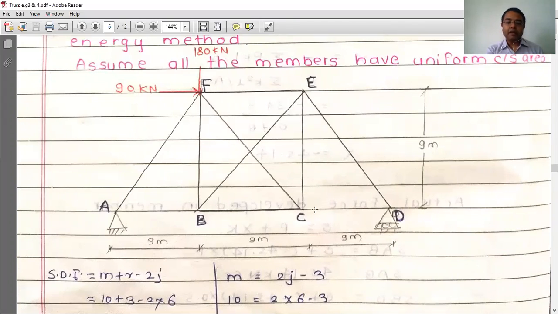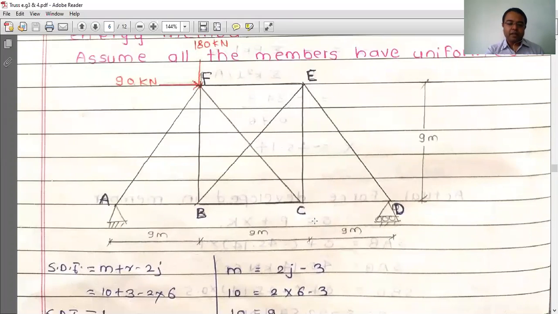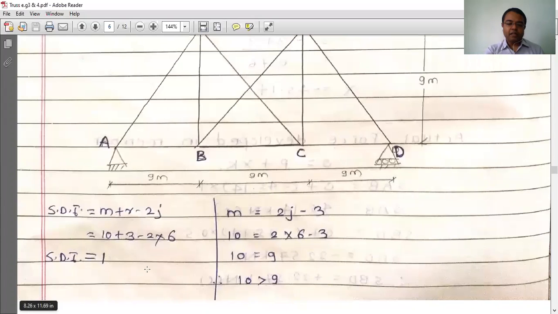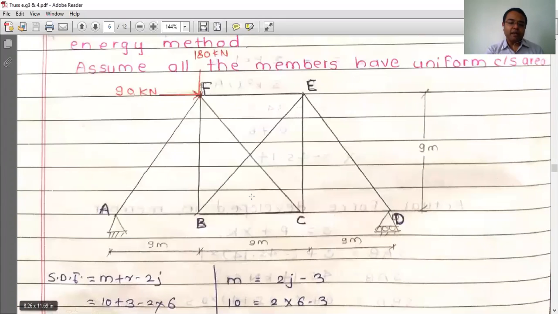Okay. Next, if you calculate SDI, this is total SDI. So the given truss you can call indeterminate by degree 1 because of the provision of one extra member. Okay, that one extra member can be BE or FC.